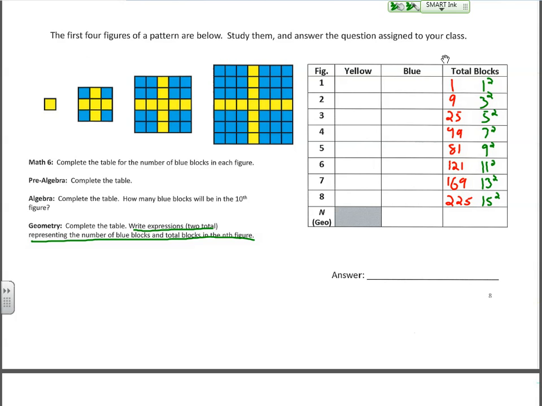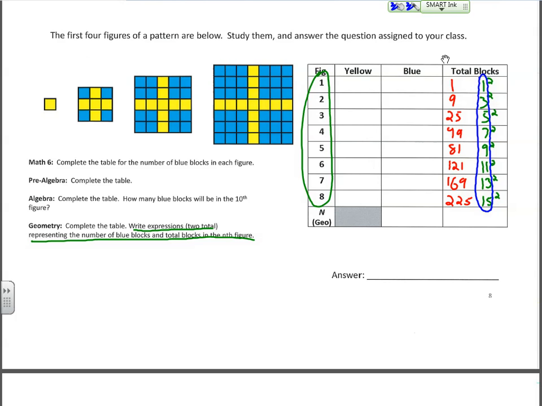Okay, so as far as writing the expression goes, remember we can think of this as kind of like a function table to where we have the figure number and the total blocks as our input and our output. But instead of using 1, 9, 25, 49, 81, 121 as our outputs, we're going to use these numbers here because they're a little bit smaller. And whenever we get that number, our final step is always just squaring it.